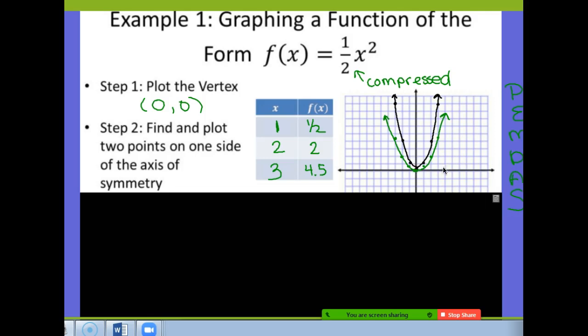On my graph right here to the right, what I did was in black, I drew the parent function, and then I graphed 1/2 x squared, which is my compressed graph, in green. So you can see how the green graph is wider than its parent function. So a compressed function will be wider than its parent, and you are able to see that graphically.